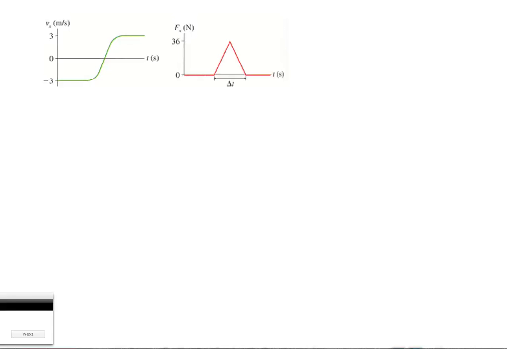So here's a problem with a graph of F versus t. And whenever I see a graph of F versus t, I think I'm going to find the area, and the area is going to be equal to the impulse. And so my shape here is a triangle, and I know a triangle is 1/2 base times height, so I can write that down.